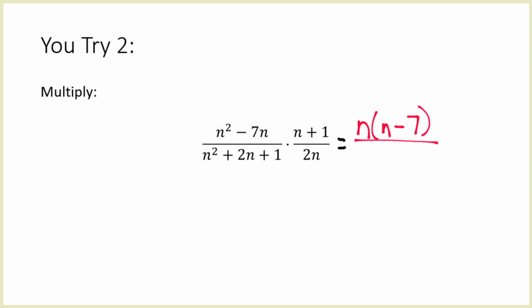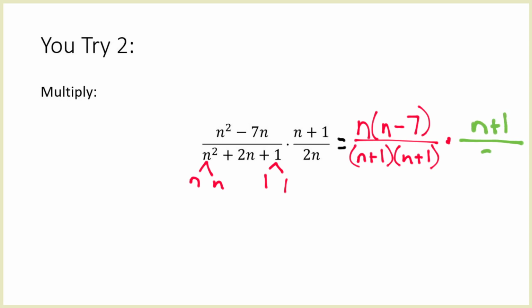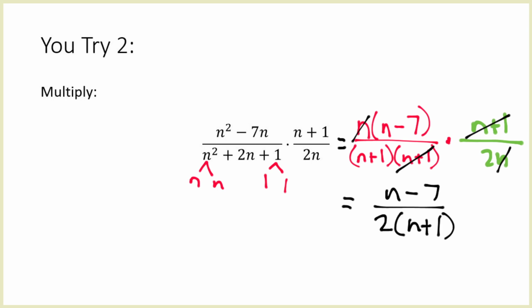in the top left. In the bottom left, this is going to be n times n, and 1 is 1 times 1. So that's going to give me n plus 1 times n plus 1. On this right, looks like I can't factor anything out, so that's just going to be n plus 1 over 2n. Now I can do some cross-canceling. I can cross-cancel these n plus 1s. I can cross-cancel these n's. And I'll be left with n minus 7 over 2 times n plus 1.